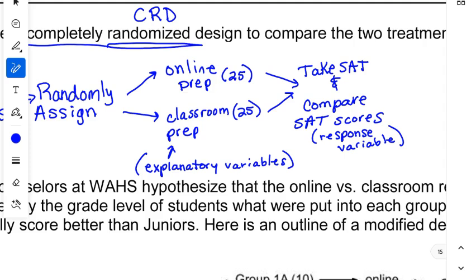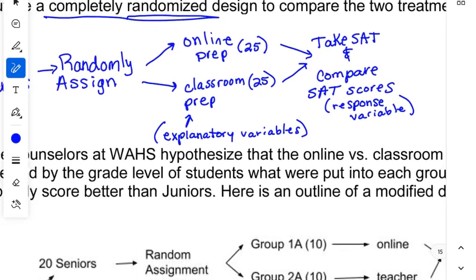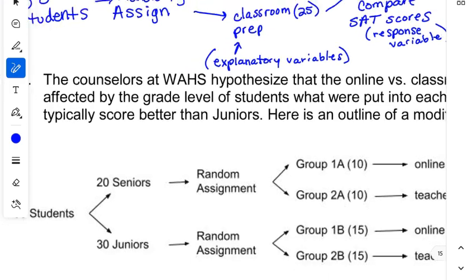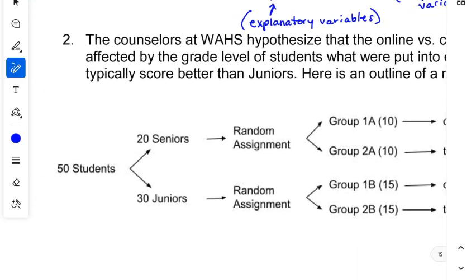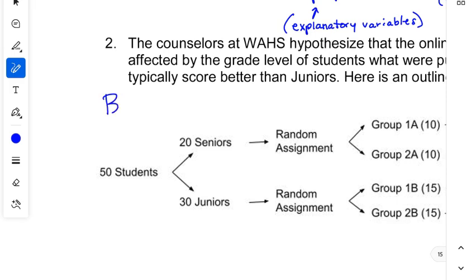Okay, number 2, the counselors at the school hypothesized that the online versus classroom results could be affected by the grade level of students put into each group, since seniors simply score better than juniors. So here is an outline for a modified design. We're going to describe it. So this is a blocked design.